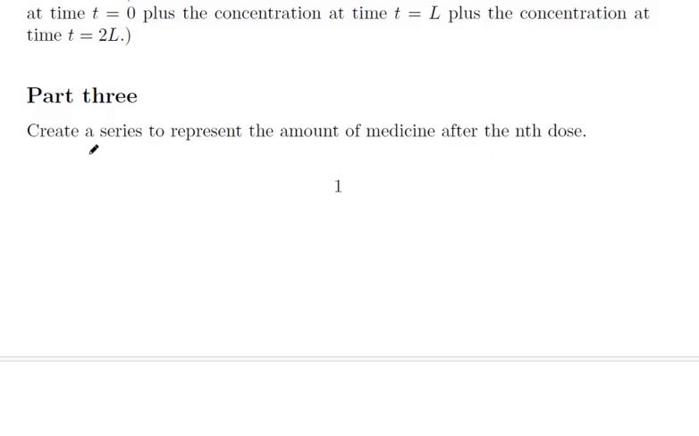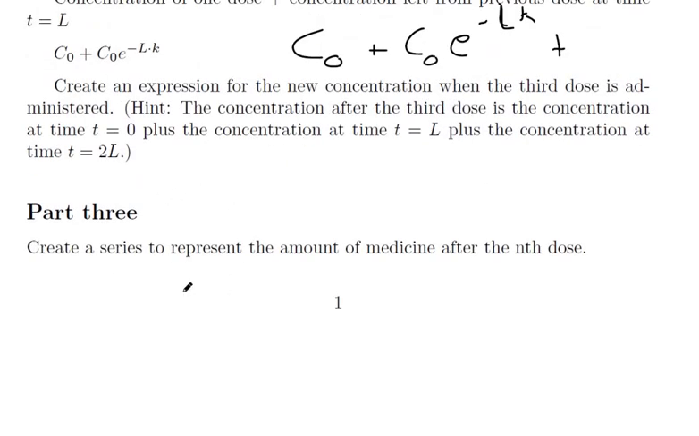And so when you complete part 3, you're creating a series to represent the amount of medicine after the nth dose. So if I had a series that looked like this, this is not giving away your answer to part 2. Let's say it looked like this. Here's my series: 1, plus 2 to the x, plus 2 times 2 to the 2x, plus 2 times 2 to the 3x.